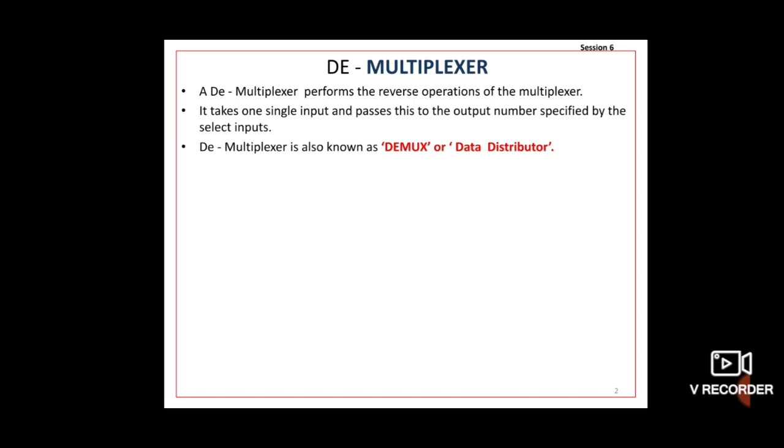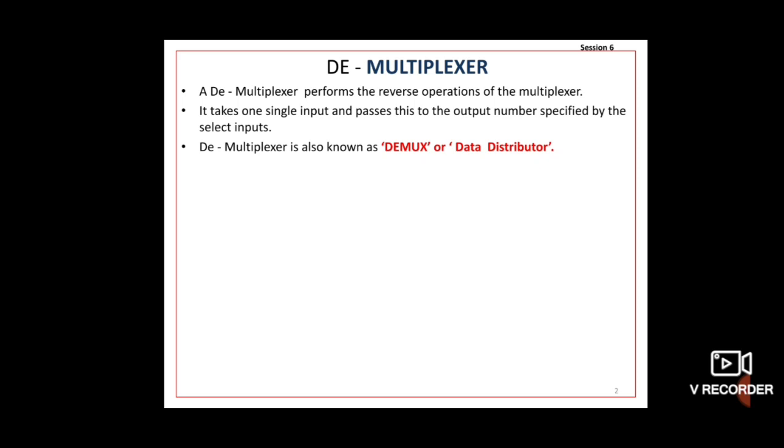Demultiplexer is also known as DMUX, in short, or data distributor. Data distributor means to distribute the data to the outputs. Now in this video we will also see the 1 to 4 demultiplexer.